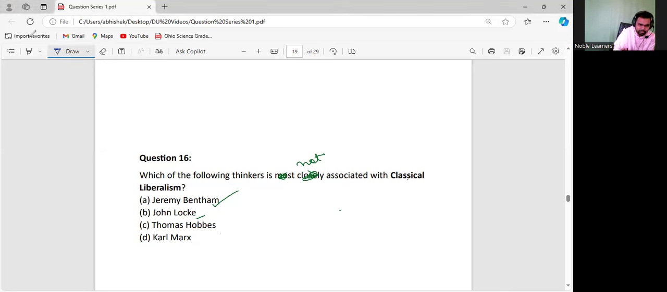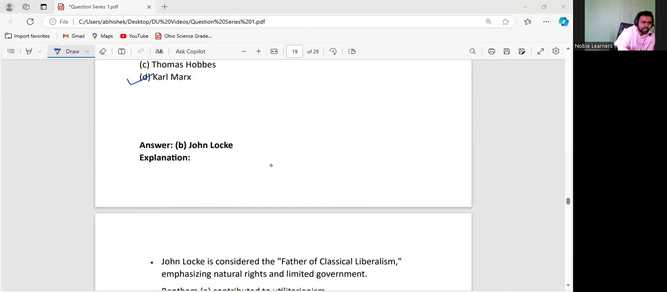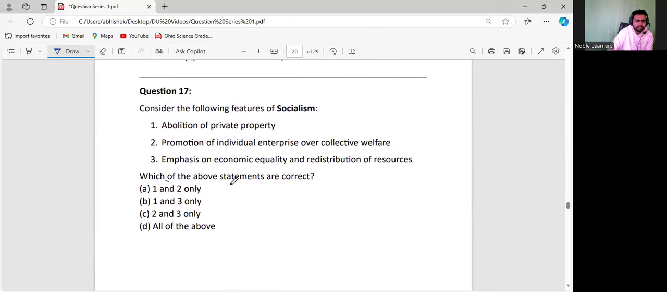Let me correct this so that I can upload this PDF on my app. You should not get confused with this one. So if I ask this question, that is, who is not associated, the answer would be Karl Marx. Remember. I'm so sorry for this wrong question over here. I corrected that anyway. So the answer would be D. Okay.